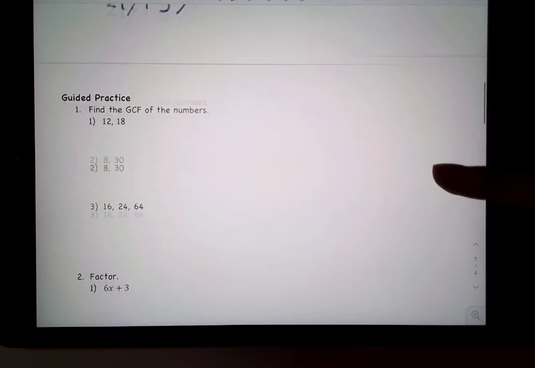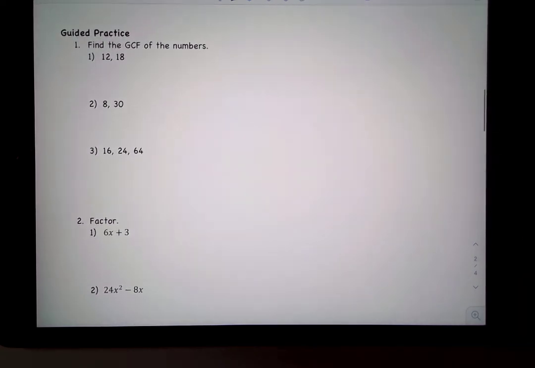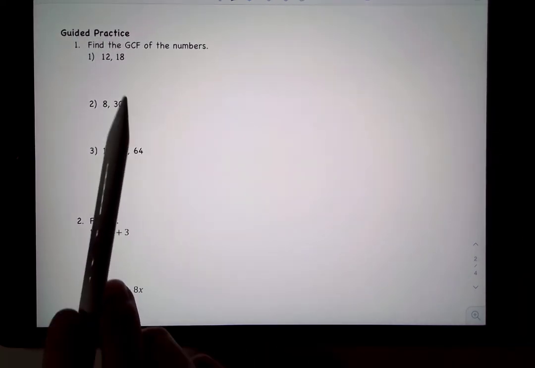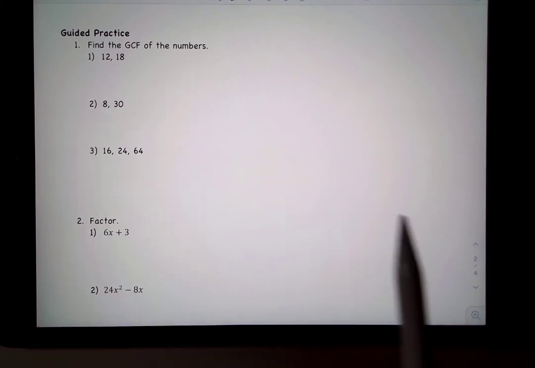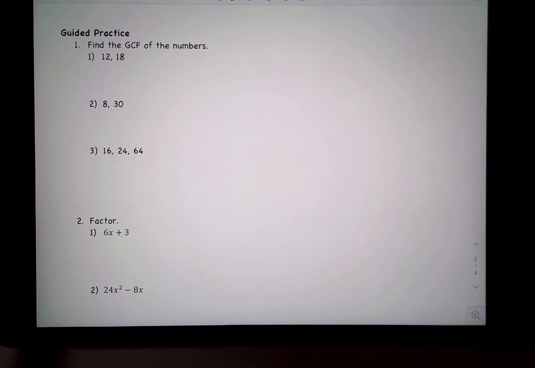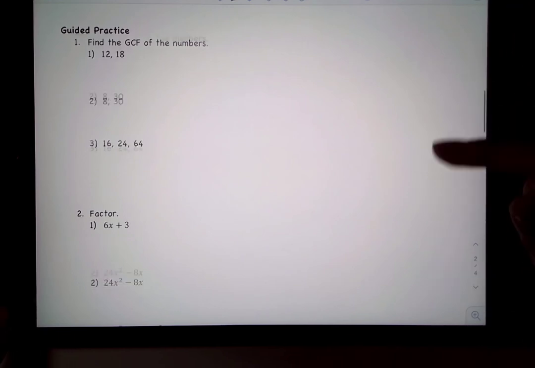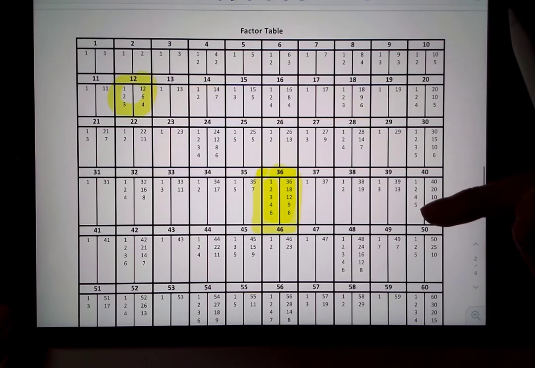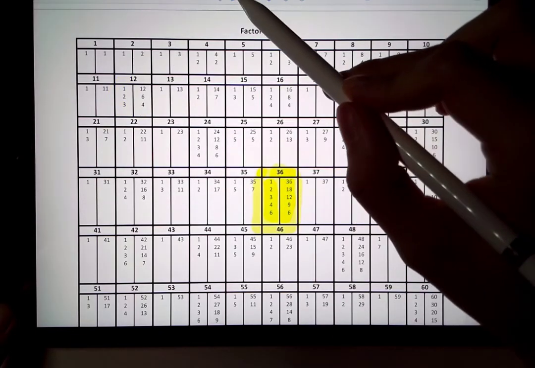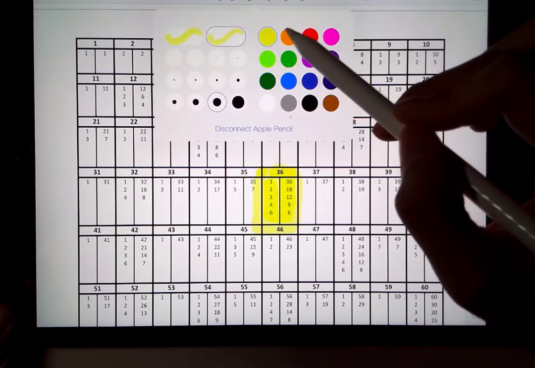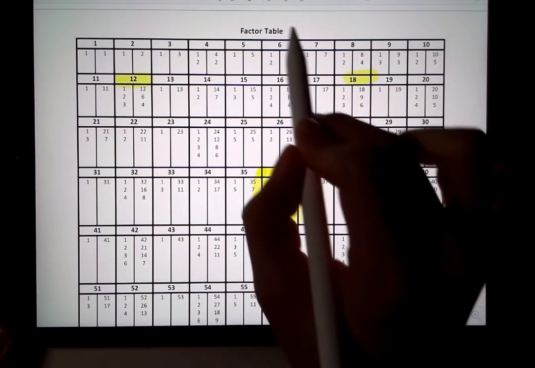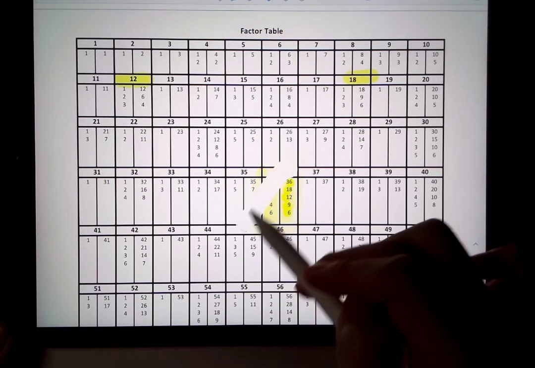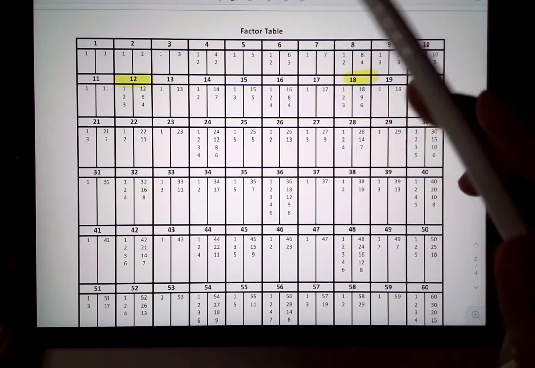All right? So look at this, guys. Guided practice. Find the GCF of the numbers 12 and 18. I'm going to use my factor table. So 12 and 18. That was my number, right? Let me erase this one.